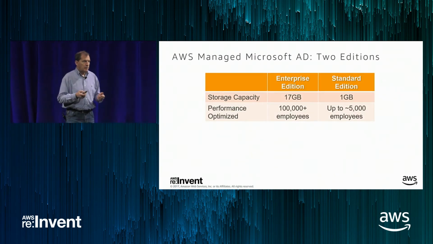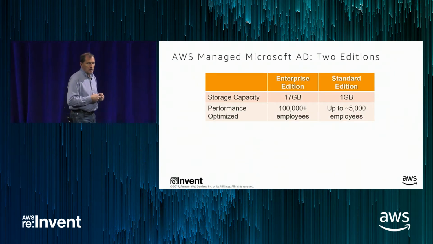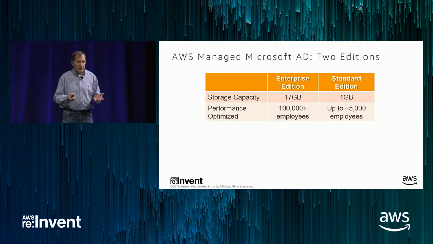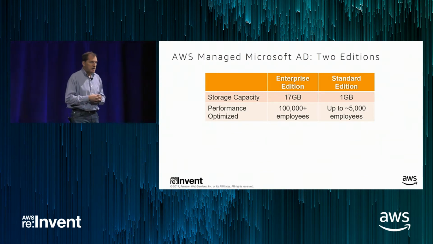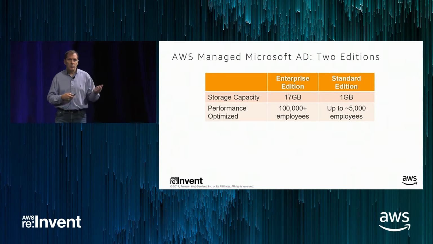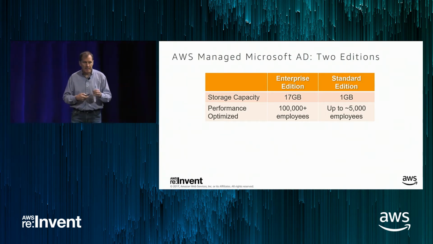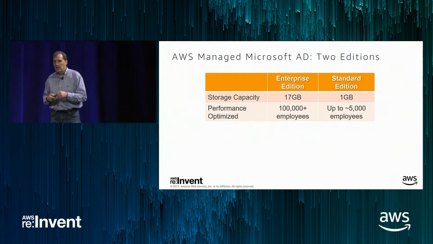Now, there are two different versions available. Just about a month ago, we released the standard edition. And the key difference today is mainly in the size of the directories. So the enterprise edition is 17 gigabytes of usable storage that's reserved for you. And that's where you put all of your directory objects and any GPOs or things like that. Standard edition has 1 gigabyte for that.